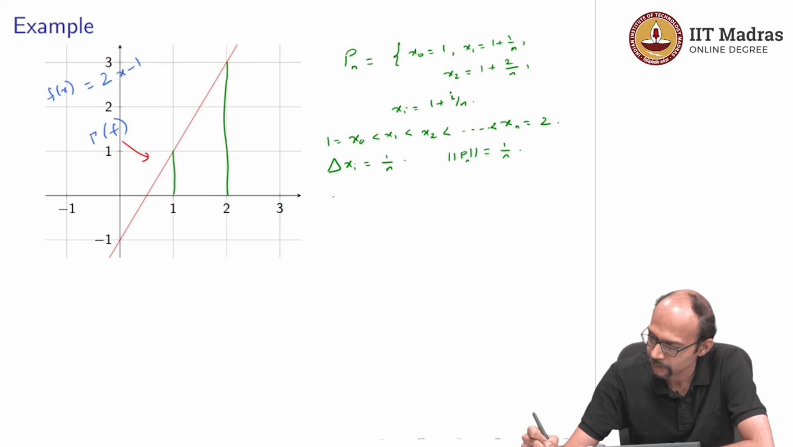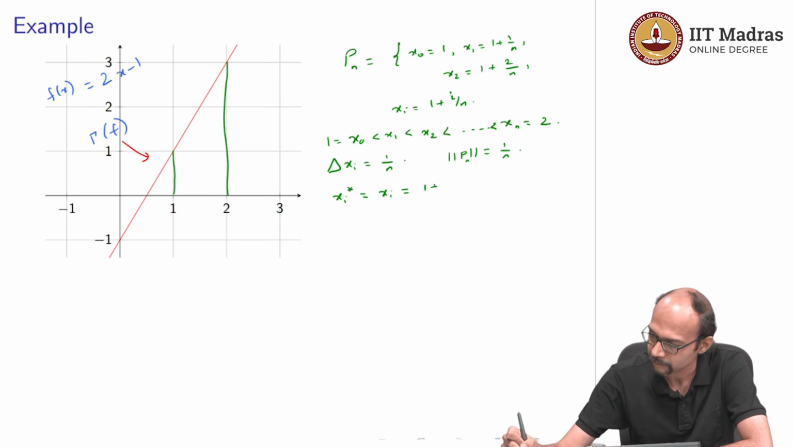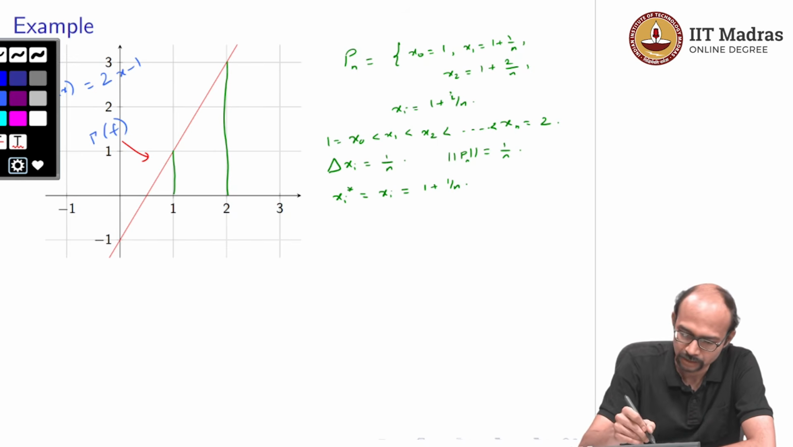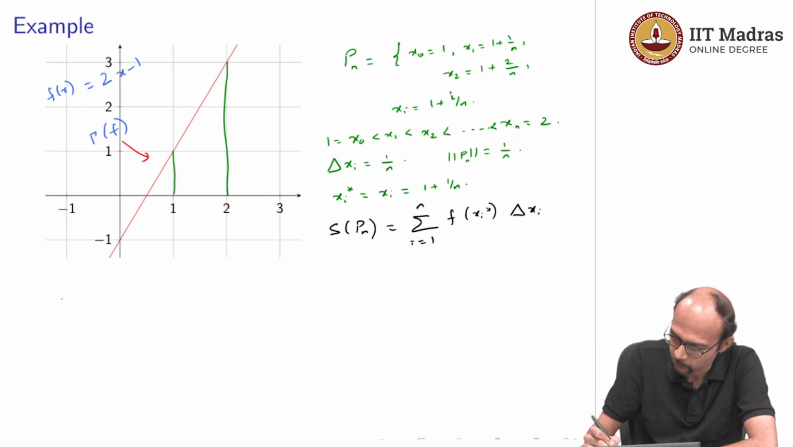Fine. So, what do we choose as our x_i star? Let us say I choose x_i star to be 1 plus i by n, which is x_i. So, let us say we do the right hand sums. Okay. So, let us write down what this Riemann sum is. The Riemann sum corresponding to P_n is going to be summation i equal to 1 through n f of x_i star times delta x_i. Okay. So, I will continue over here.